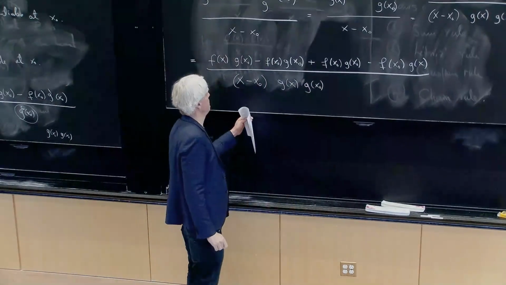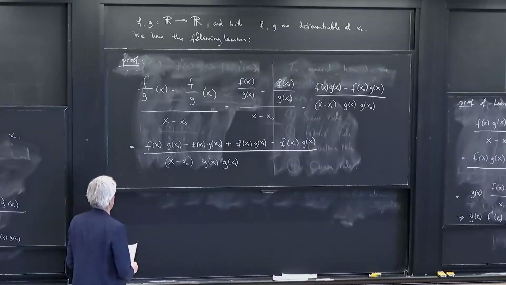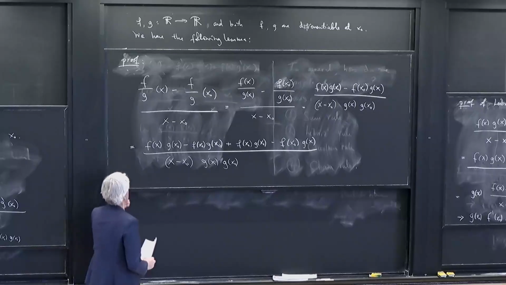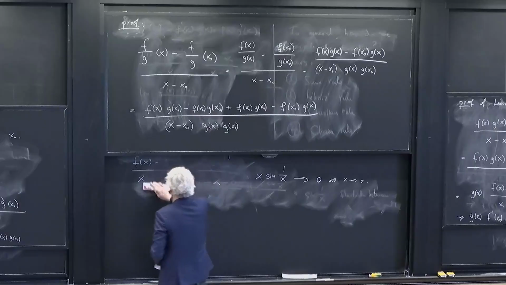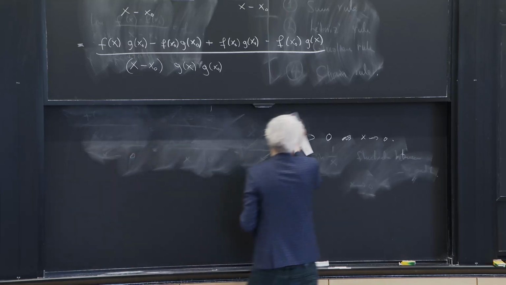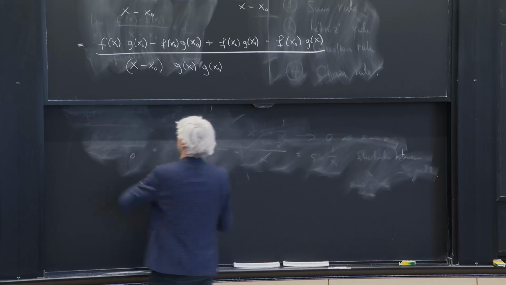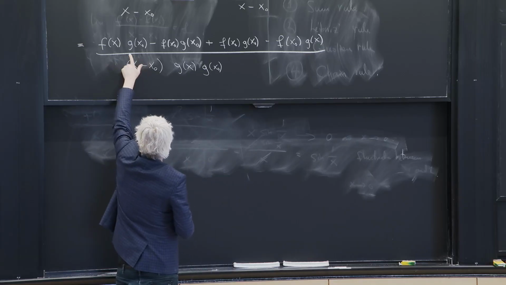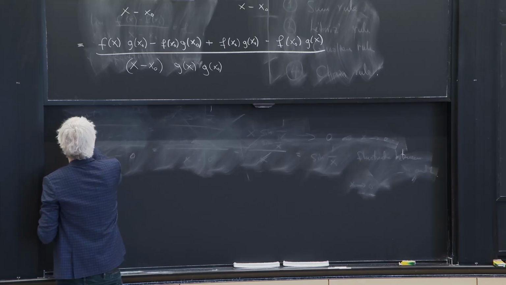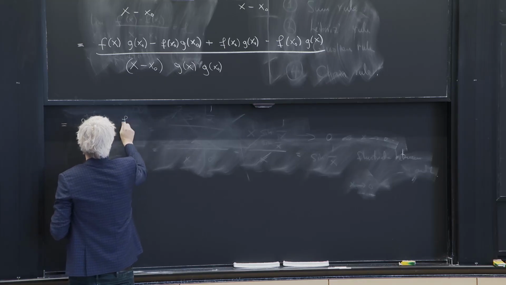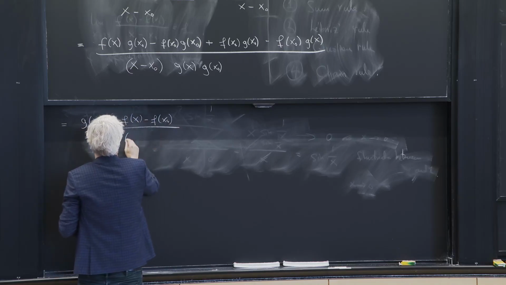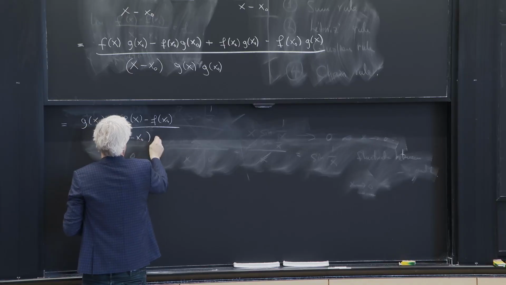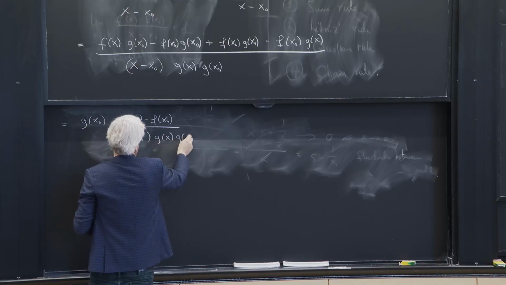Like that. And so now, if you do that, you split it up again into two fractions. So we split it up. And so this thing here, there you see that there's a g of x0 that factors out. So this is equal to g of x0, and then you have f of x minus f of x0, over x minus x0, g of x, g of x0, like that.